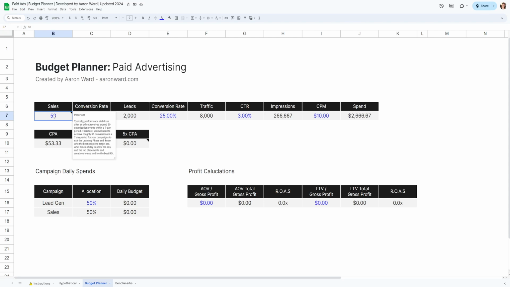Now, keep in mind, this is for 7 days. Every 7 days, you would want to be spending this amount of money to generate your 50 sales. So this will start opening up your eyes in terms of what the true cost of advertising is.